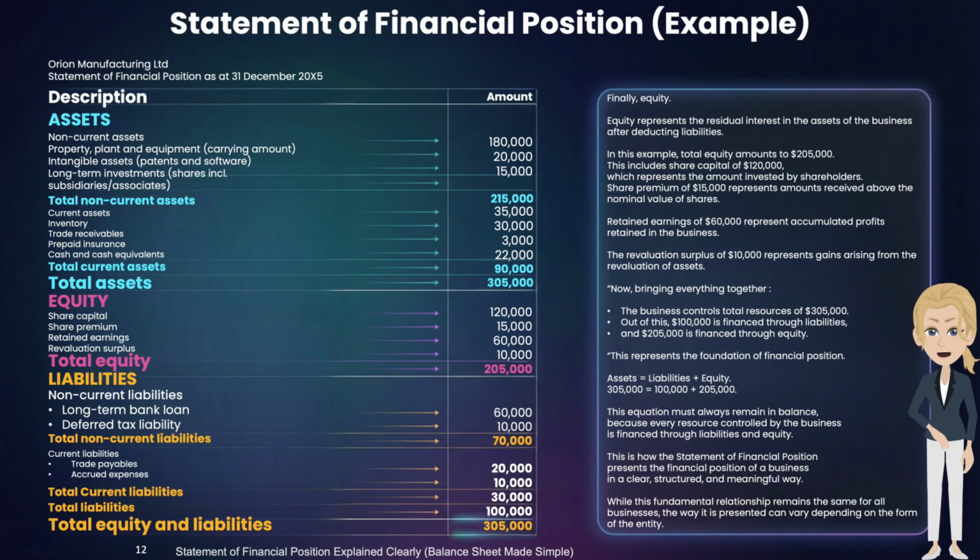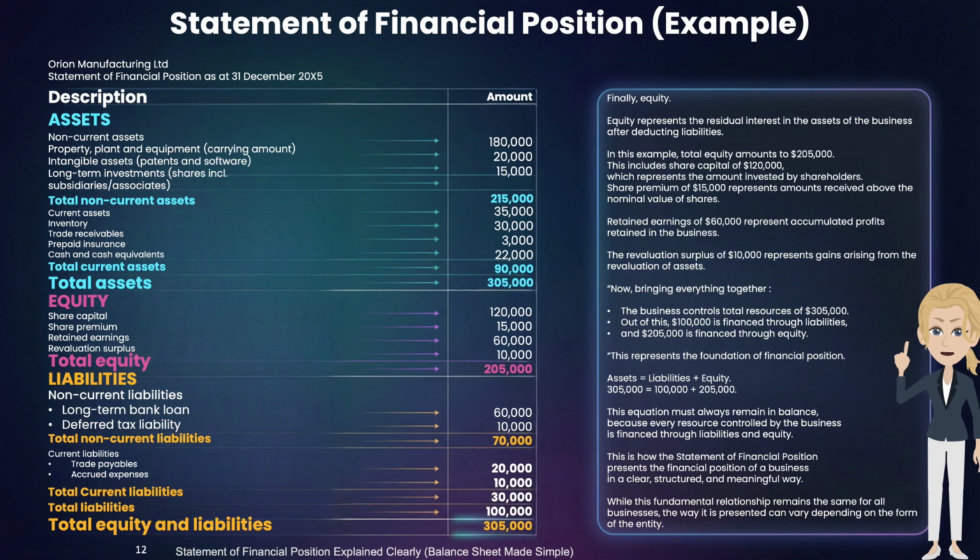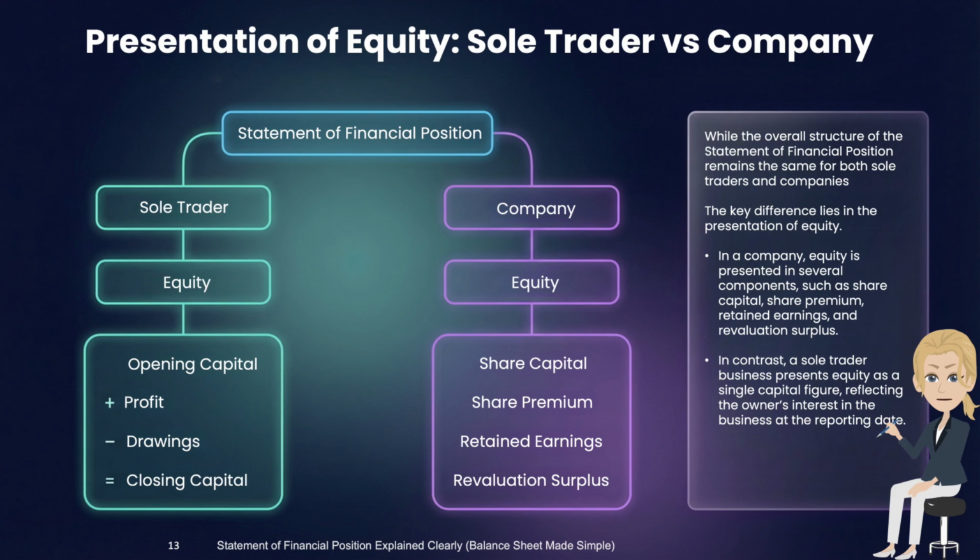This equation must always remain in balance, because every resource controlled by the business is financed through liabilities and equity. This is how the Statement of Financial Position presents the financial position of a business in a clear, structured, and meaningful way. While this fundamental relationship remains the same for all businesses, the way it is presented can vary, depending on the form of the entity. Let us now examine how the statement of financial position is presented in a sole trader business.